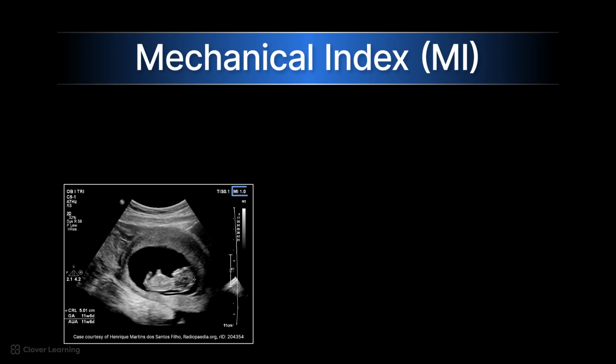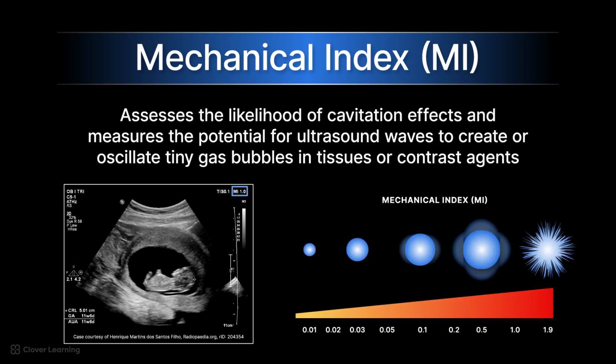Mechanical index, MI, assesses the likelihood of cavitation effects. It measures the potential for ultrasound waves to create or oscillate tiny gas bubbles in tissues or contrast agents. High MI values increase the risk of inertial cavitation, which can cause mechanical stress on cells and blood vessels, making it especially important to use low MI settings in contrast-enhanced ultrasound and neonatal lung imaging.